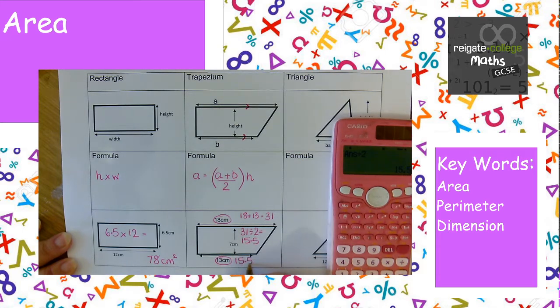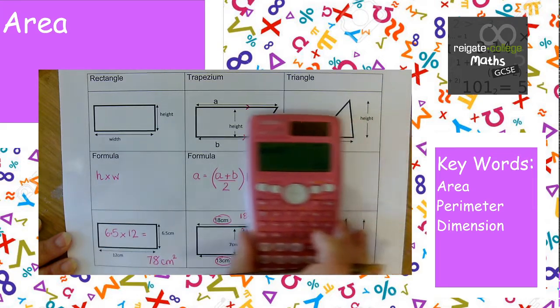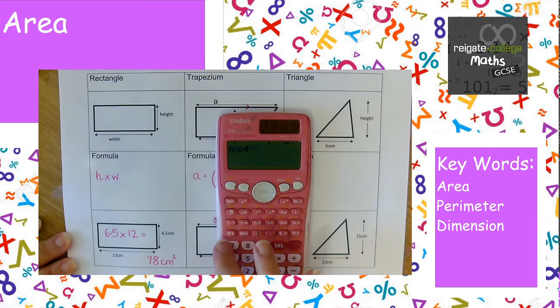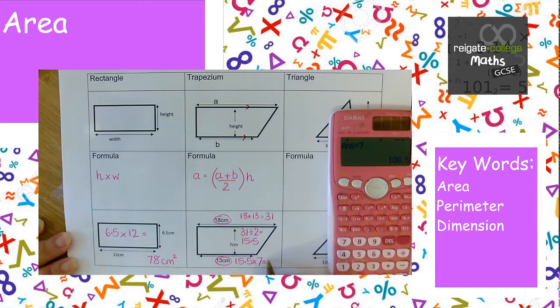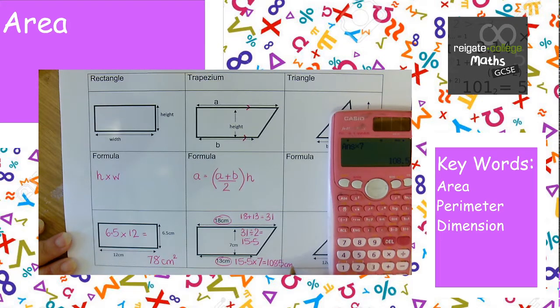15.5 multiplied by 7 gives me the area of my trapezium as a decimal: 108.5 centimetres squared.